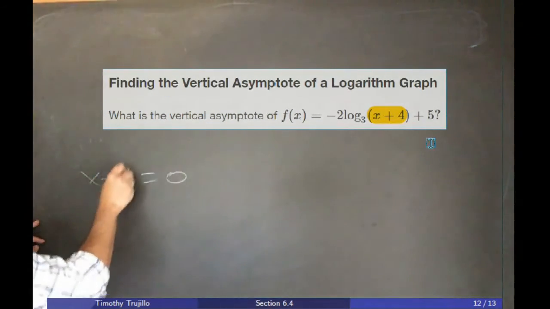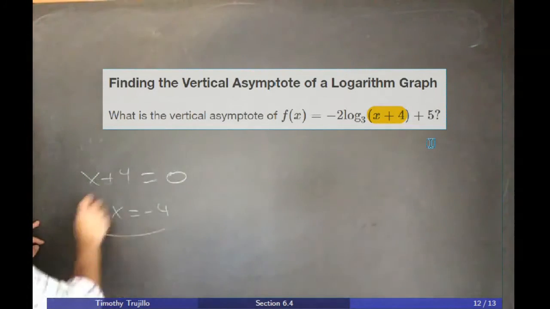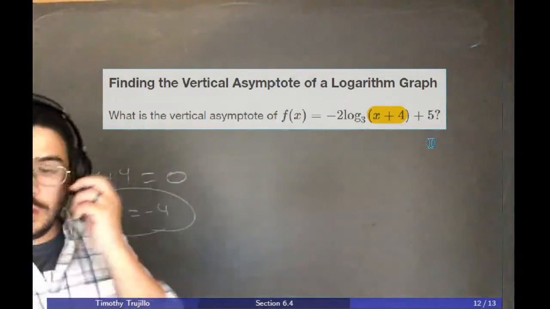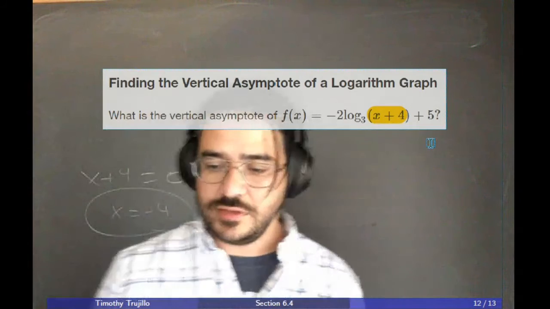Okay, so here we would do x plus 4, and then we get x equals negative 4. And so bam, there it is. We've written down, without graphing this thing, its vertical asymptote. And we could go through and now graph it and that sort of thing.